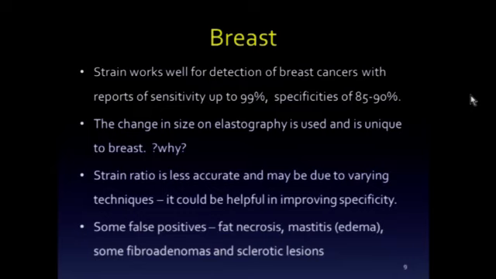With breast, there are some false positives: fat necrosis, mastitis because of edema, and some fibroadenomas and sclerotic lesions that are stiff. These are always false positives, and there's no way that we're going to be able to correct for them, so our sensitivities and specificities are always not going to be 100%. There are also some false negatives, which in our situation have all been breast lymphomas, which are soft. So again, we're never going to have a sensitivity of 100%, but the numbers we have are much better than any other technique.